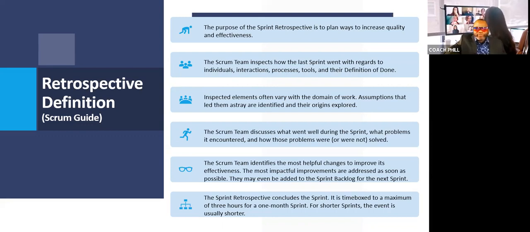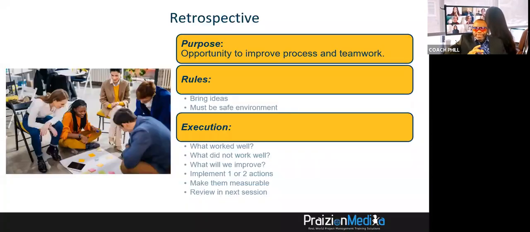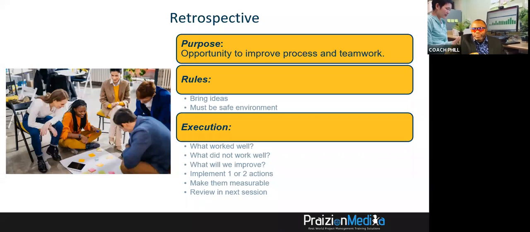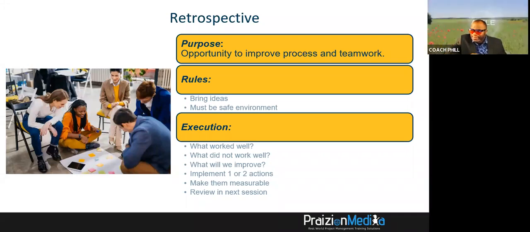So the summary, my friends, is retrospectives have a purpose as an opportunity to improve process and teamwork. The rules: bring ideas. You have to make it a safe environment. Remember, Agile Vegas. And as far as the execution, you're going to ask what worked well, what didn't work so well, what will we improve, and implement 1 or 2 actions.